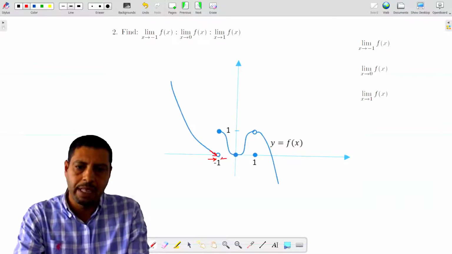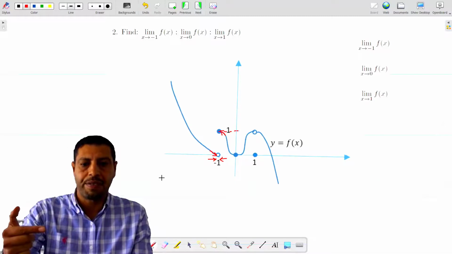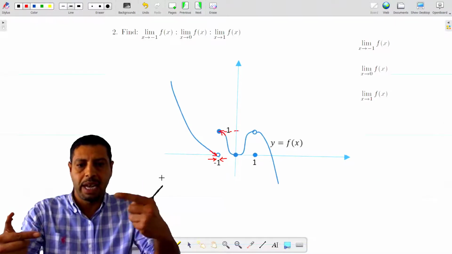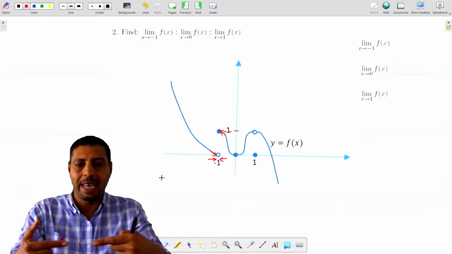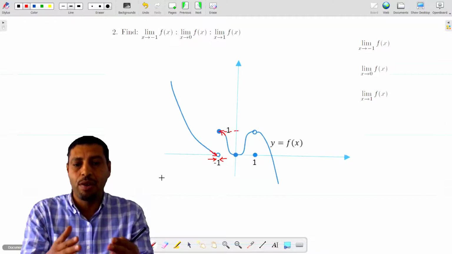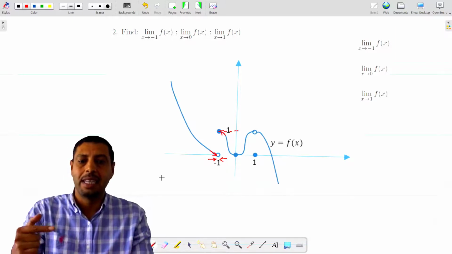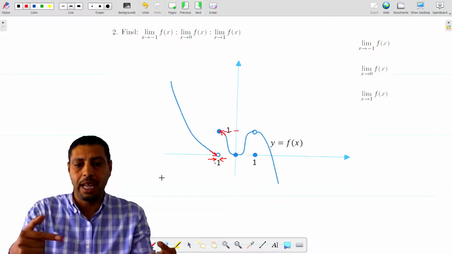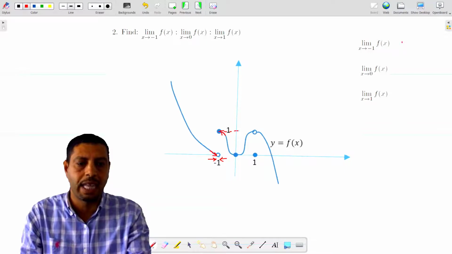But if you approach from the right, the corresponding graph goes to this point, which has a y coordinate equal to 1. So what happens here? You have a limit to the left of -1, which is 0, and a limit to the right of -1, which is 1. So you have two different one-sided limits, and in this case you conclude that the limit does not exist. A condition for a limit to exist is that the limit to the left of the point and to the right of the point is the same. If not, the limit does not exist. So the limit at -1 does not exist.